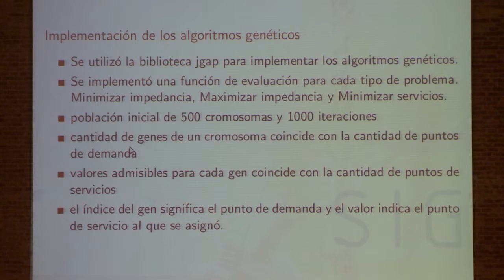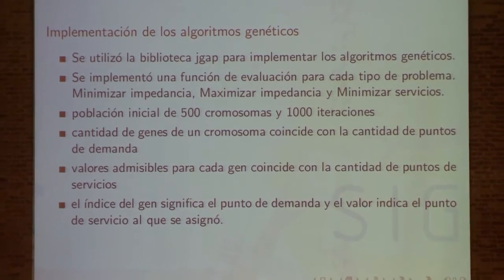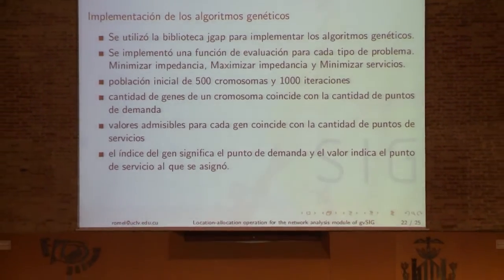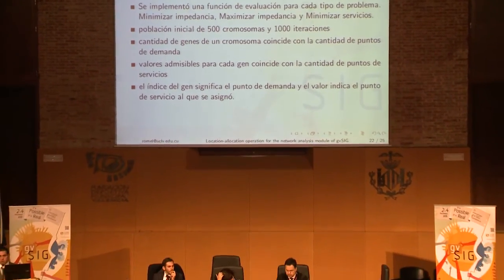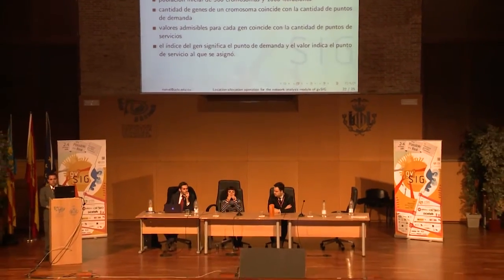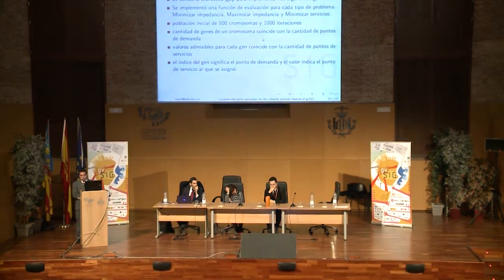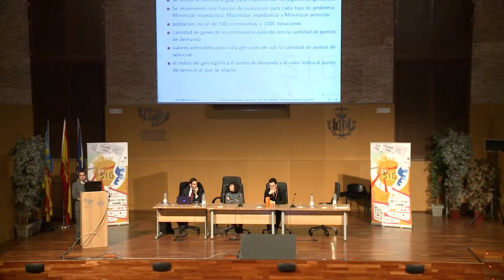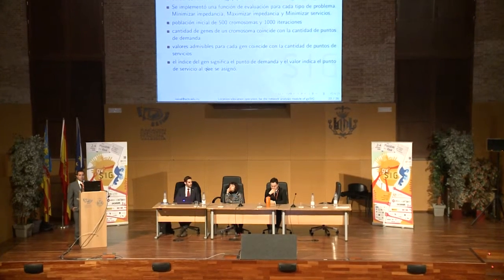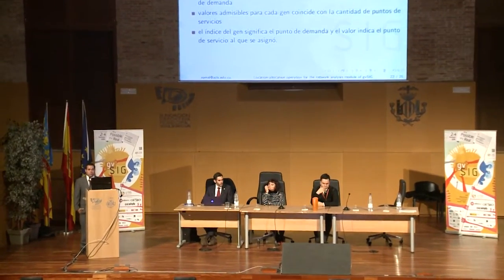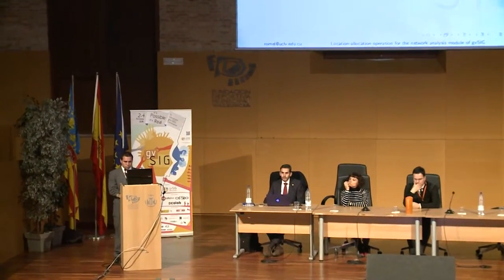The amount of genes for a particular chromosome coincides with the quantity of points of demand. And the admissible values for each gene match up with the quantity of service points. So the solution could be 1,000 iterations. We have repetitions here. We'll take a look at the impedance of the problem, and we're going to end up with the best solution, which is going to be viable through the network. So the gene position tells us the demand point, and the value indicates the service point.